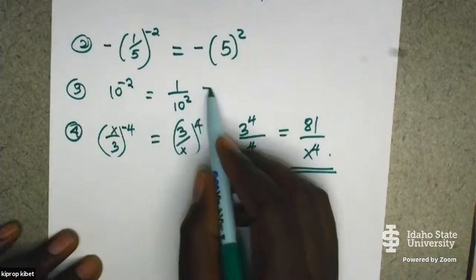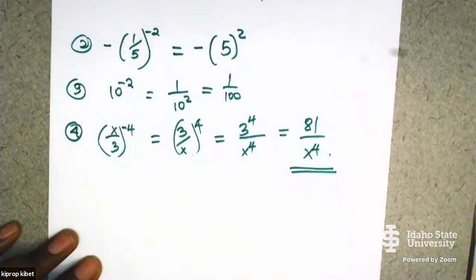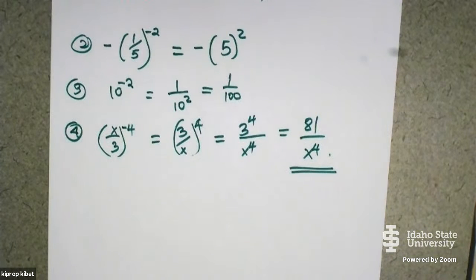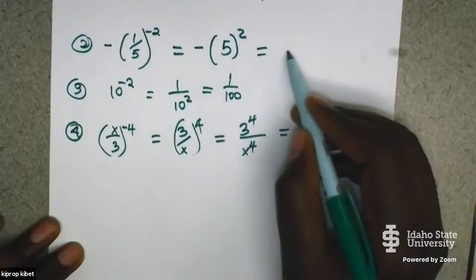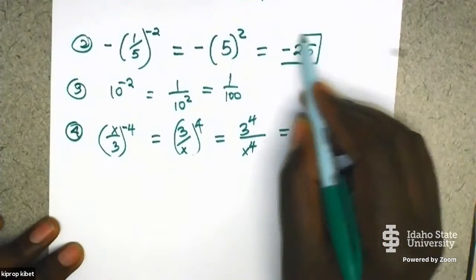Actually, you can still simplify this to 1 over 100. And the next, this one can be minus 20, 25.